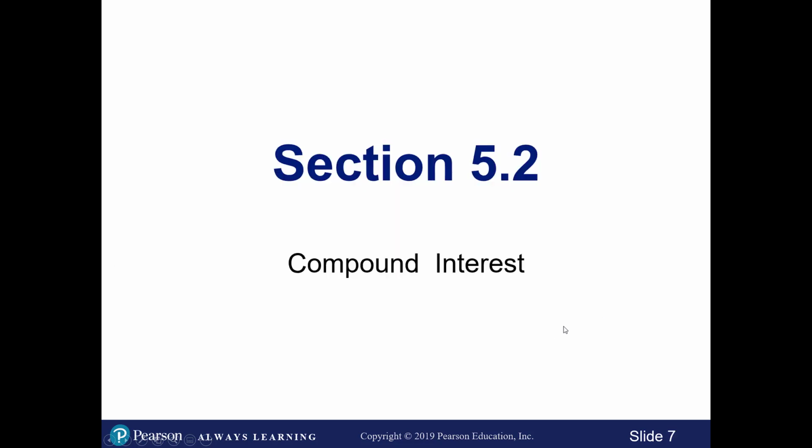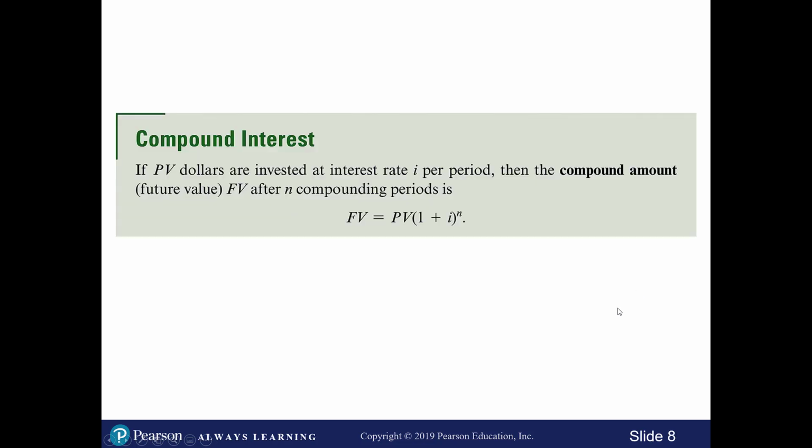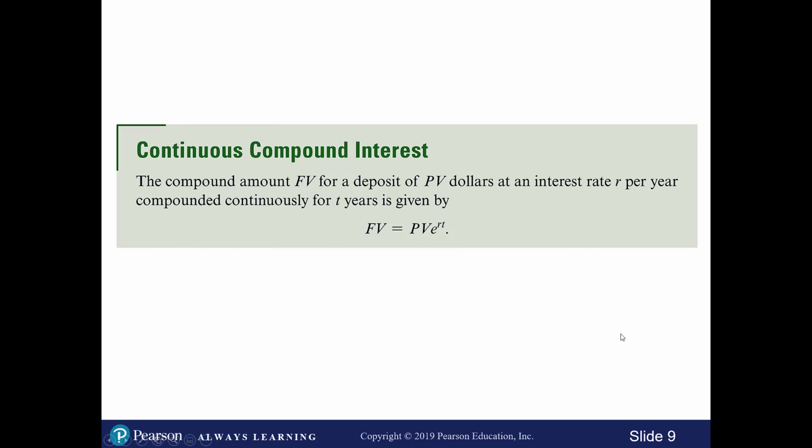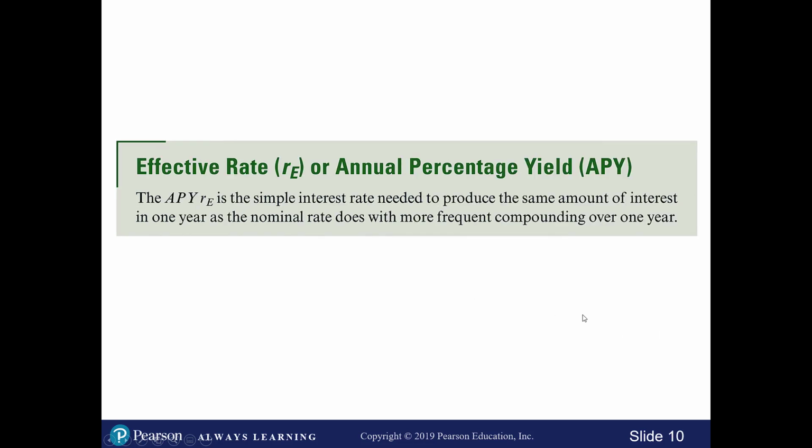Then we get into the big old bad boy, credit card interest, compound interest, where it's interest added on interest. So this piles up very, very quickly. It's why most people get themselves in trouble with compound interest. We can also look at continuous compound interest, and then we'll get into the effective rate, or annual percentage yield, APY. You probably see this a lot on car loans.